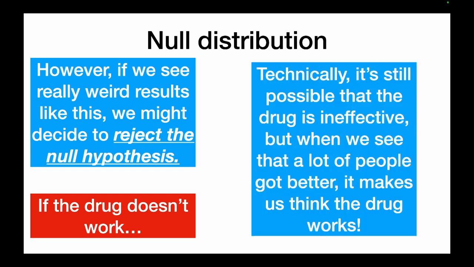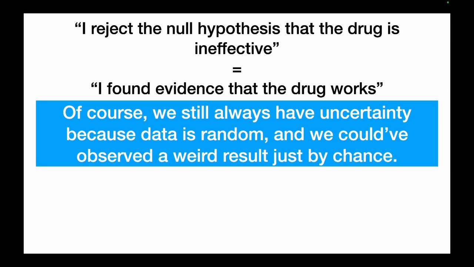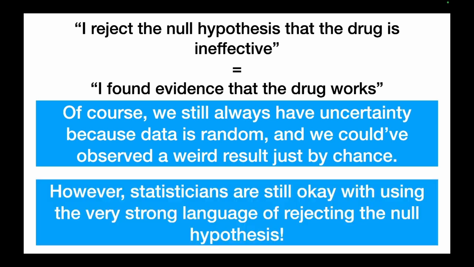Technically, it's still possible that the drug is ineffective, but when we see that a lot of people get better, it makes us think that the drug works. So when we say, I reject the null hypothesis that the drug is ineffective, what we mean is that we found evidence that the drug works. But of course, we still always have uncertainty because data is random, and we could have just observed a weird result just by chance, even though the drug doesn't really work. However, statisticians are still okay with using the very strong language of rejecting the null hypothesis in this case.